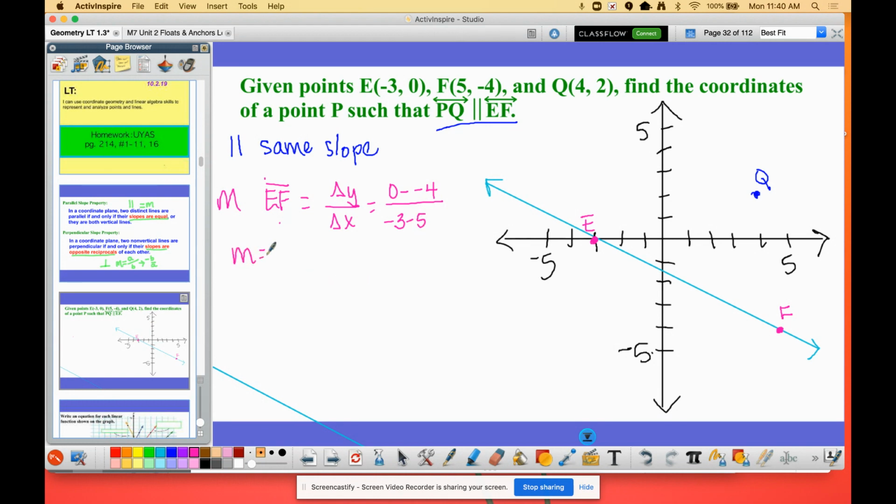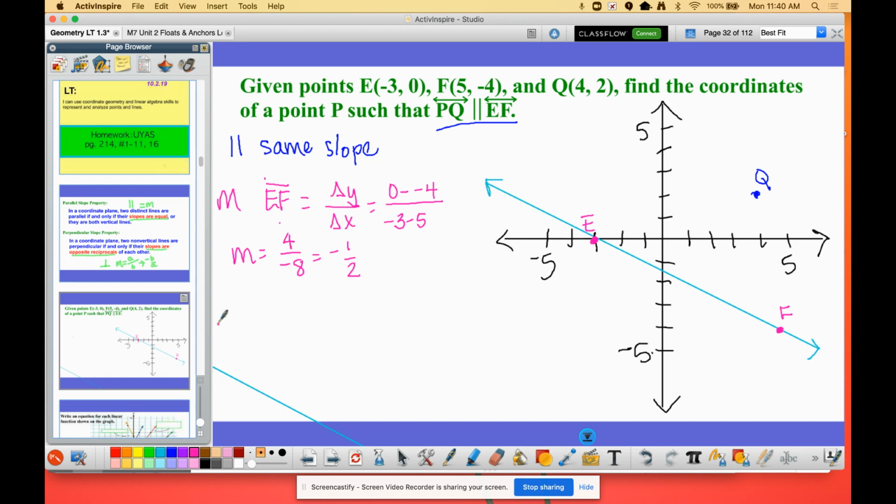So my slope is going to be, remember, subtracting a negative is the same as adding a positive. So that's going to be 4 over, and then -3 minus 5, that gives us -8. We do want to reduce that, and we get -1/2. So remember, same slope, parallel. So that means that the line for PQ must have a slope of -1/2.